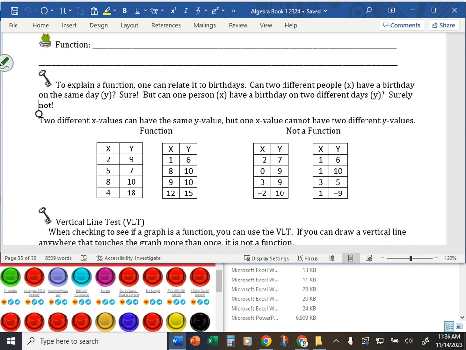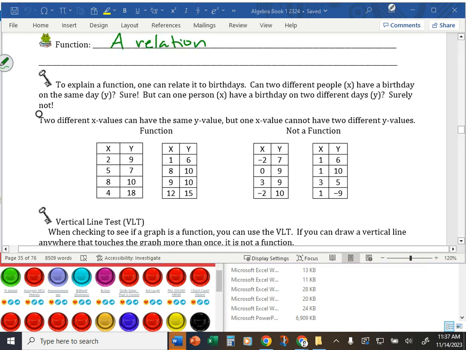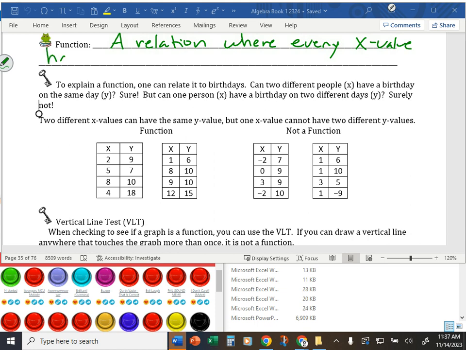Okay. A function is a relation where every x value has exactly one corresponding y value. A relation where every x value has exactly one corresponding y value, which in and of itself is kind of a confusing definition. Even me reading it, knowing what a function is, it is kind of confusing.